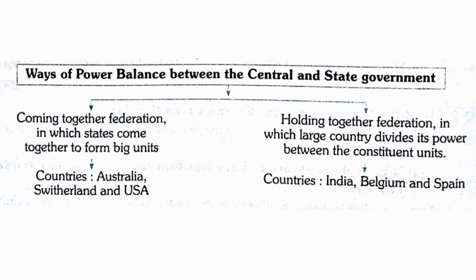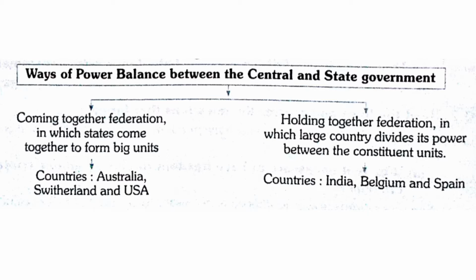Now they increase their security by doing this. This type of federation which comes together is known as coming together federations. The countries included in this type of federation are the USA, Switzerland and Australia. In this first category, all the constituent states usually have equal power and are strong, just like the federal government. So we had just finished the first federation, that is coming together federation.